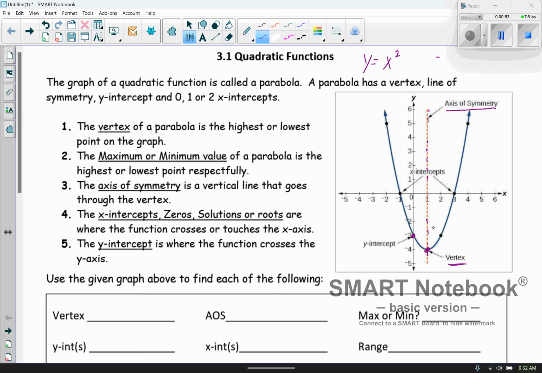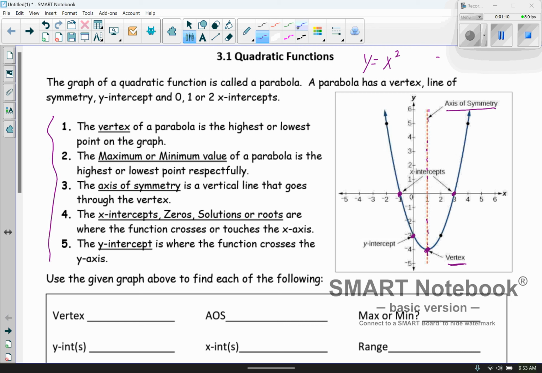Then as far as the x-intercept, you can actually have 0, 1, or 2 x-intercepts. Typically we have 2, but sometimes we'll have 1 and sometimes we'll have none. And so we'll look at each case. And then here are some more formal definitions of what we're looking at.